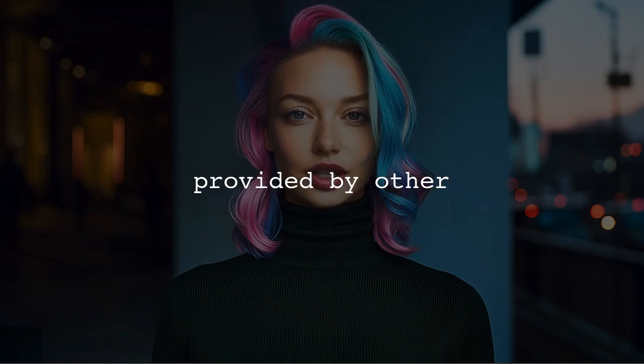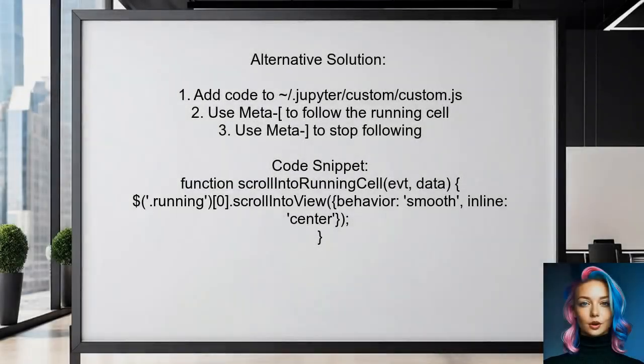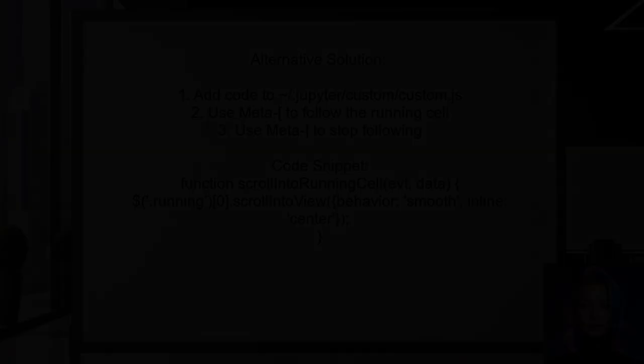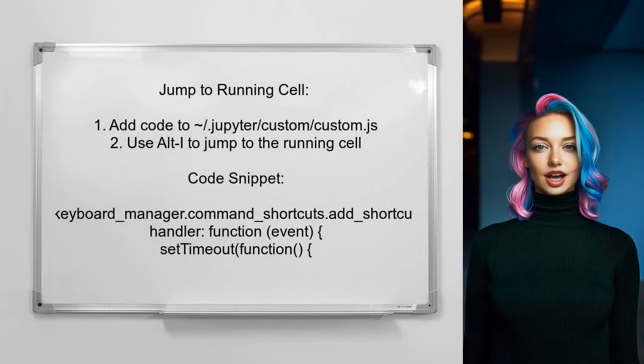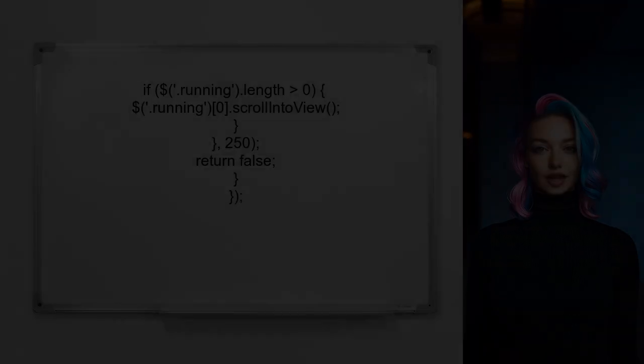Now let's look at the answers provided by other users. One alternative solution is to modify your Jupyter Notebook's custom JavaScript file. By adding specific code to the custom.js file, you can enable a feature that keeps the currently running cell in view. You can toggle this feature on and off using the meta key shortcuts. Additionally, if you want to jump to the currently executing cell just once, you can use the Alt-I shortcut after adding another piece of code to the same custom.js file.